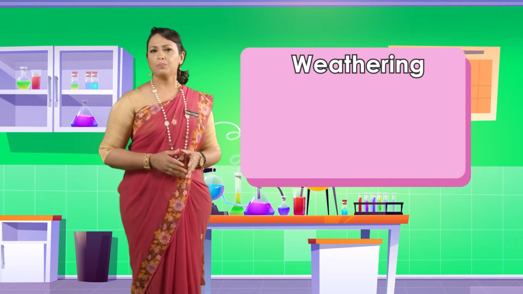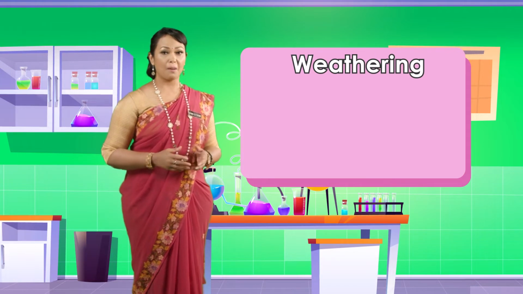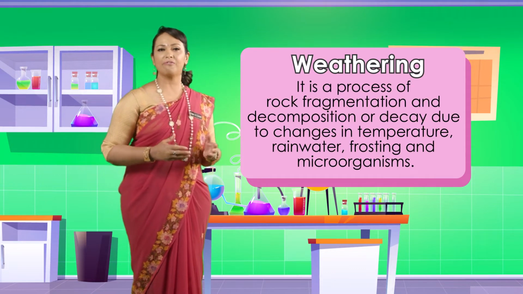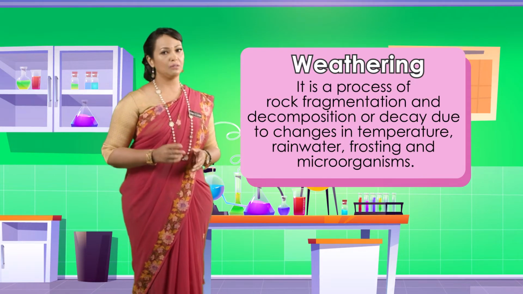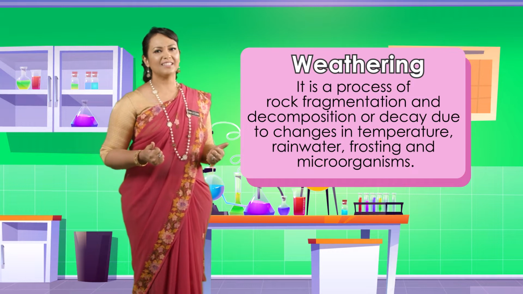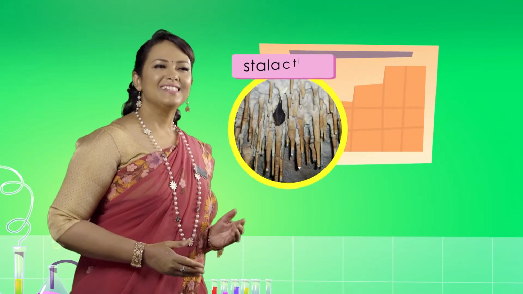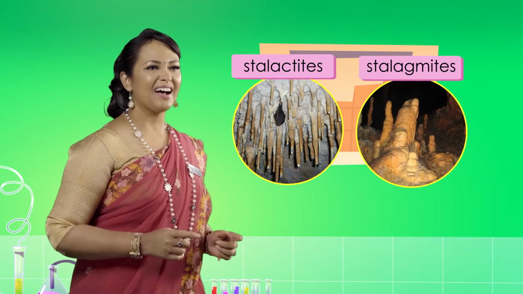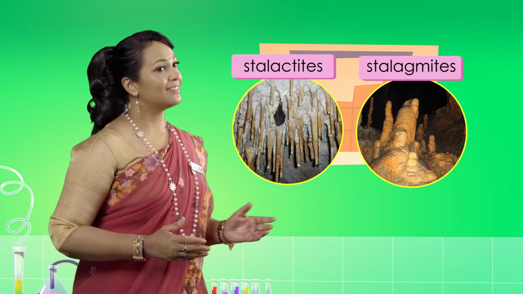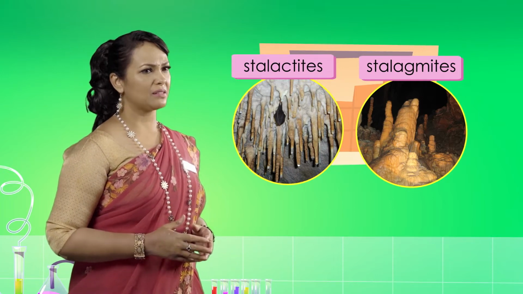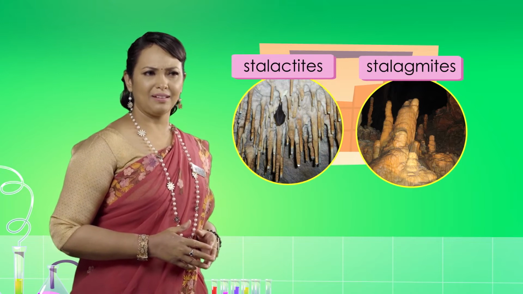The second factor is weathering. I am sure you can tell me what this is, boys and girls. Yes, you are right. It is a process of rock fragmentation and decomposition or decay due to changes in temperature, rainwater, frosting, and not forgetting microorganisms. Stalactites and stalagmites are some of the unique formations resulting from weathering. Stalactites and stalagmites. These seem rather interesting, don't they?